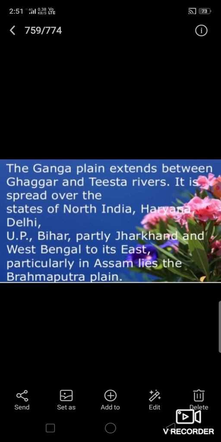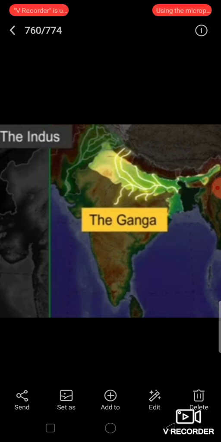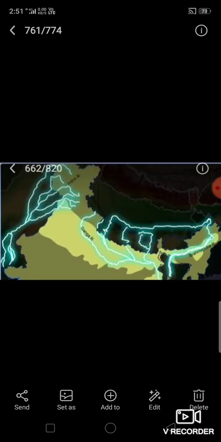Now, students, the Ganga. The Ganga plain extends between the Ghaggar and Tista rivers. It is spread over the states of North India: Haryana, Delhi, UP, Bihar, partly Jharkhand, and West Bengal to its east. Now, particularly in Assam, lies the Brahmaputra plain.